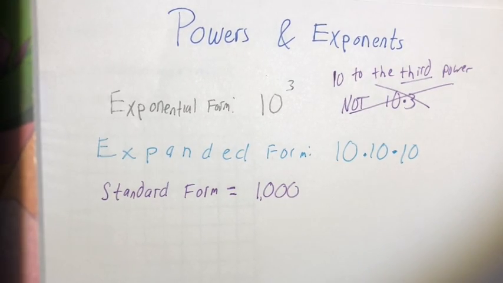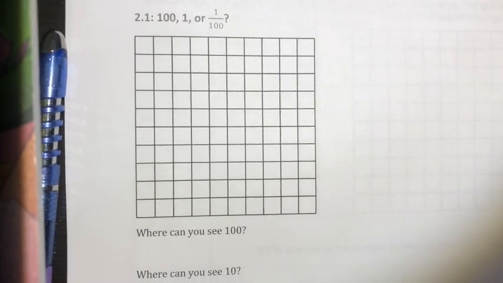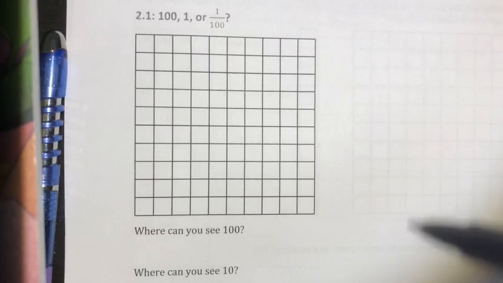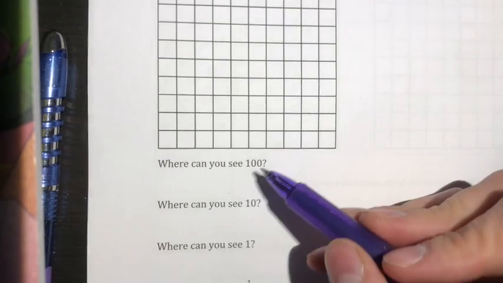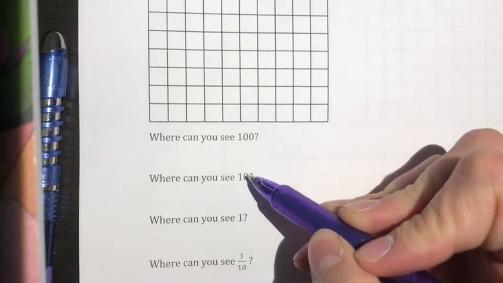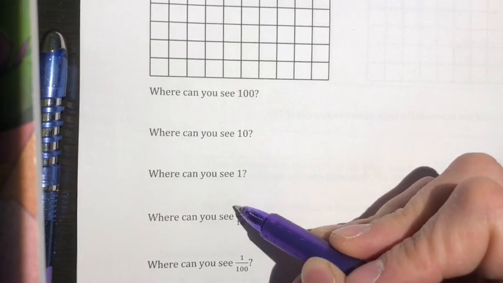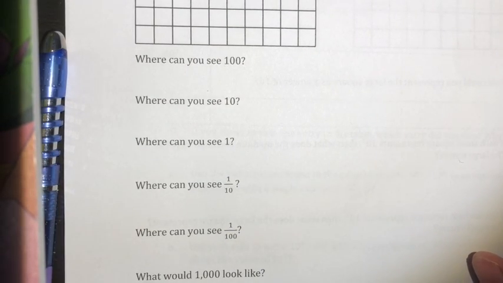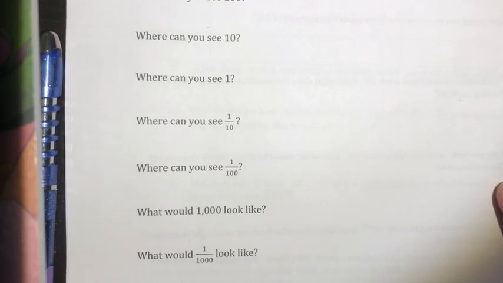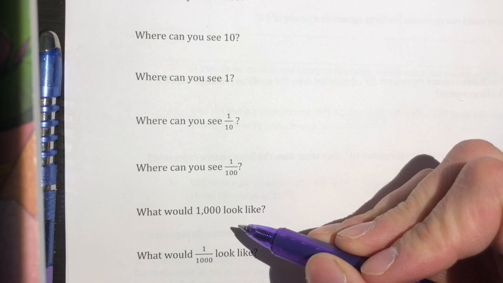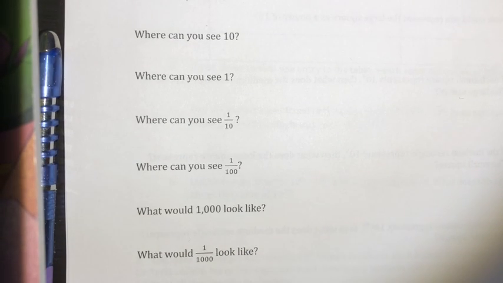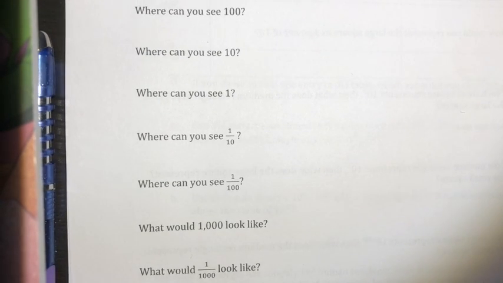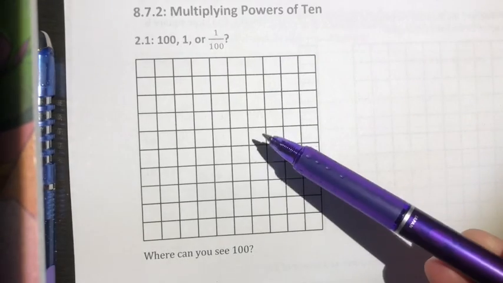All right, so let's get started. The first part is just a little visual warm-up. We have this grid of boxes. Just looking at that grid, think to yourself first, where do you see 100? Where do you see 10? Where do you see 1? Where do you see 1/10? Where can you see 1/100? And then, what would 1,000 look like? And what would 1/1,000th look like if you could see that on the grid? So take a few minutes, pause it, and think, where would you see all of these on that grid up there?